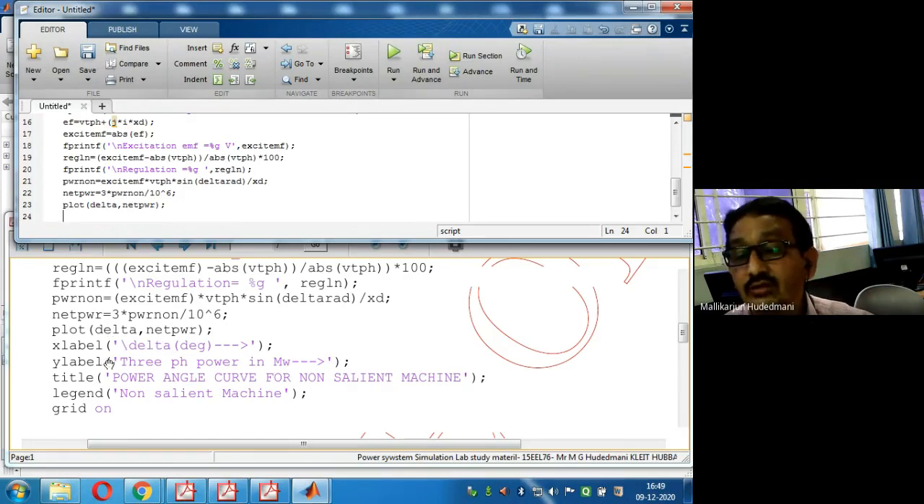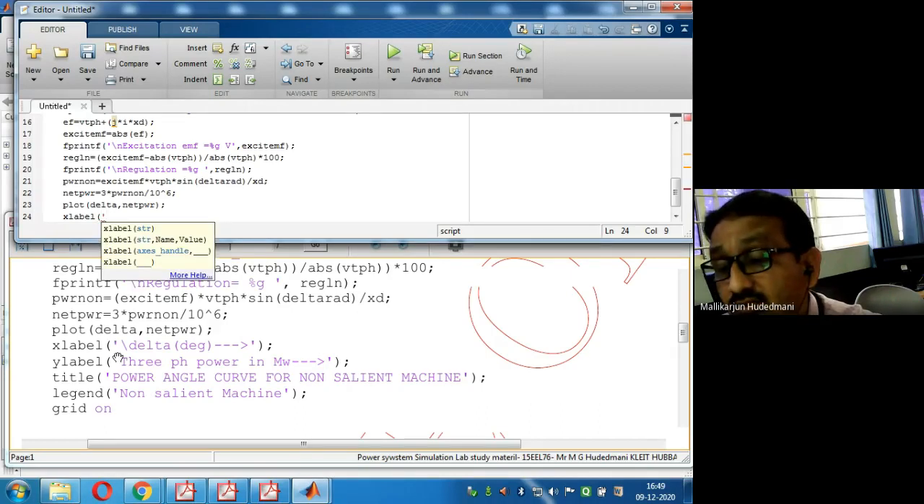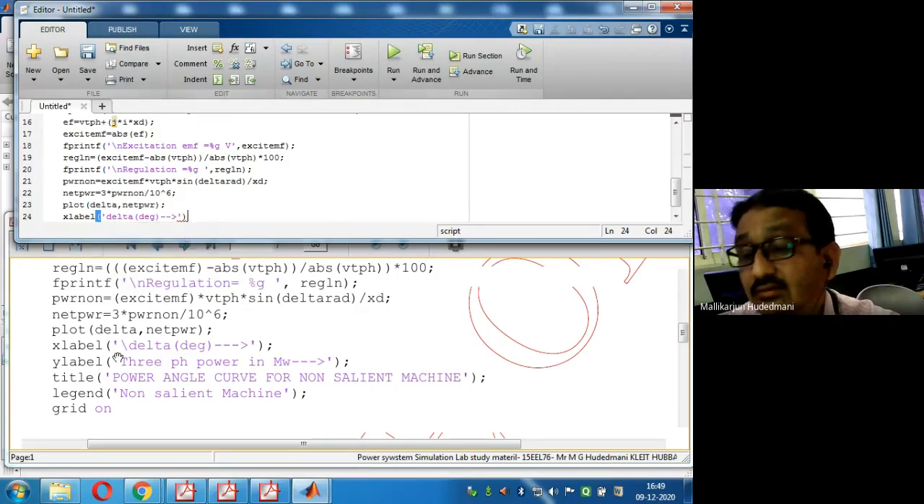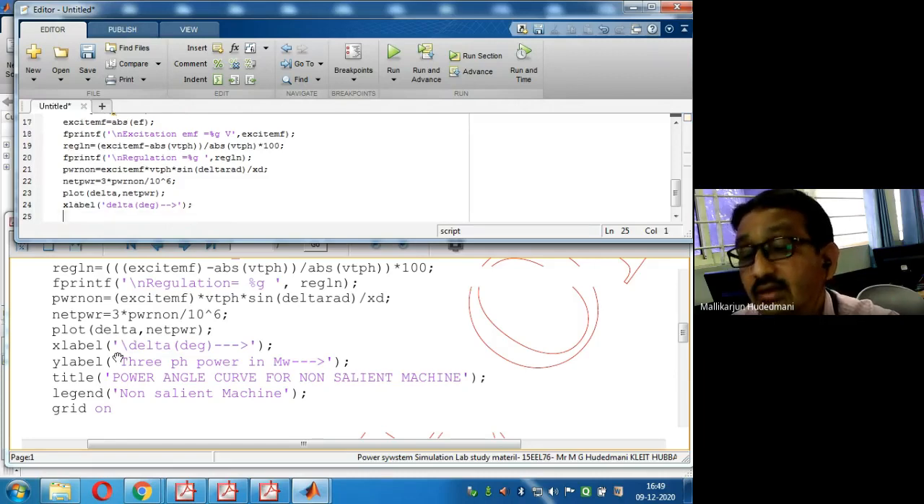Then I want to make the label of X, label of Y, title, legend. These are extra things you may be knowing or you may not be knowing. Let us practice them. Nothing wrong in that. It looks very neat. X label inside that bracket. Quote with a delta bracket DG, degree. I make a line and arrow right side. Quote. This looks like an arrow like that. Okay. Semicolon. I come down.